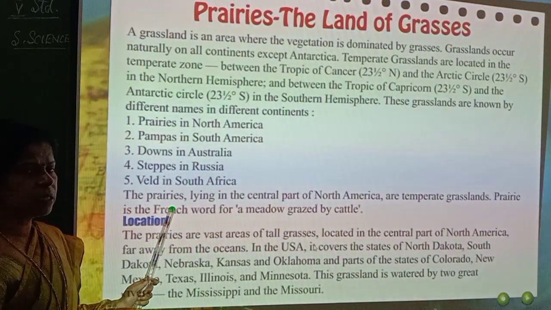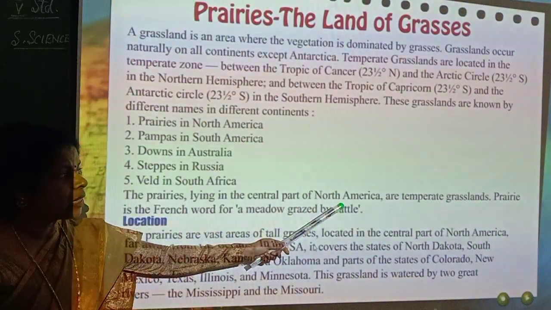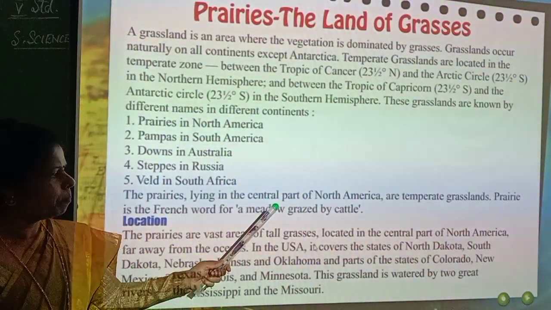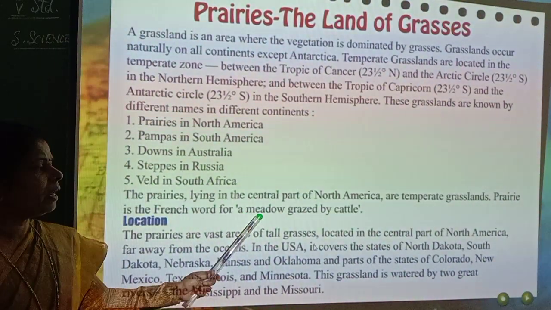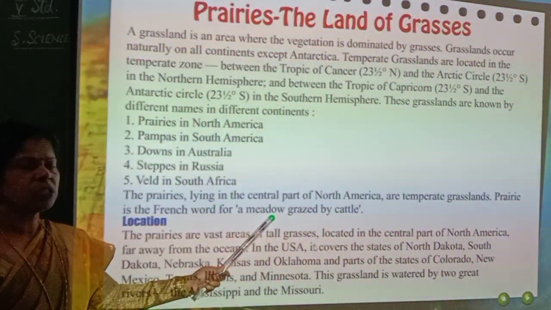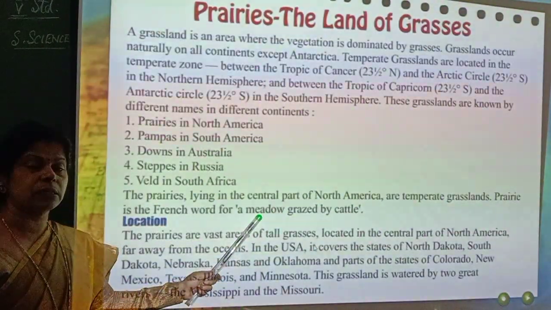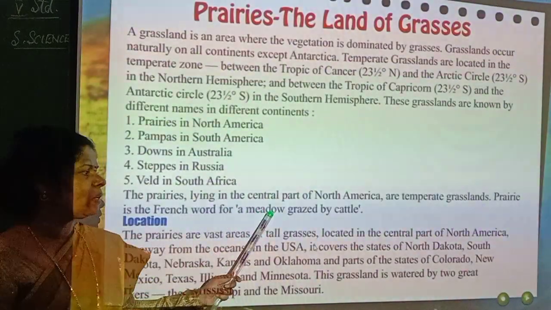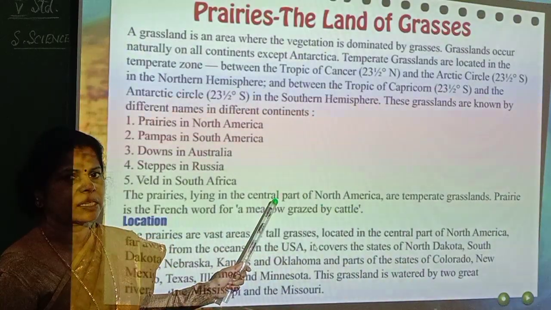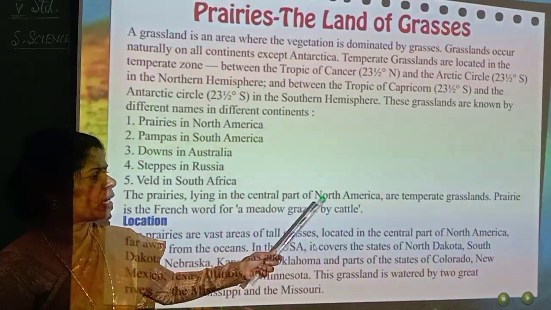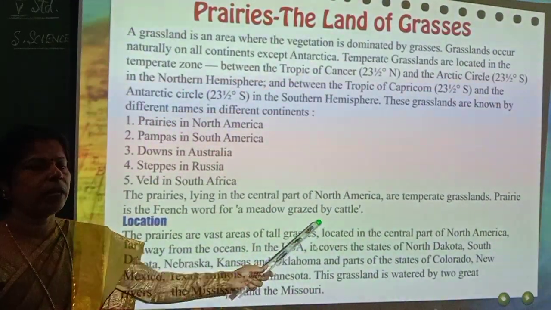The prairies lying in the central part of North America are temperate grasslands. Prairie is the French word for a meadow grazed by cattle. Means what? Most of the cattle are going to graze here. It is meadow grazed grass. Means there are so many grasses which are grazed by the cattle. What's the fodder for cattle? It is the grass, isn't it? Fodder means the food for cattle is called grass here. So it is called a meadow grazed by cattle.